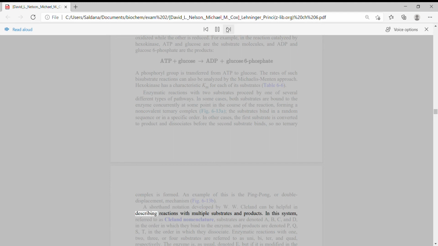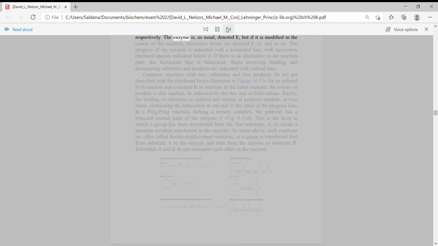A shorthand notation developed by W. Cleland can be helpful in describing reactions with multiple substrates and products. In this system, referred to as Cleland nomenclature, substrates are denoted A, B, C, and D in the order in which they bind to the enzyme, and products are denoted P, Q, S, T in the order in which they dissociate. Enzymatic reactions with 1, 2, 3, or 4 substrates are referred to as uni, bi, ter, and quad, respectively. The enzyme is, as usual, denoted E, but if it is modified in the course of the reaction, successive forms are denoted F, G, and so on.